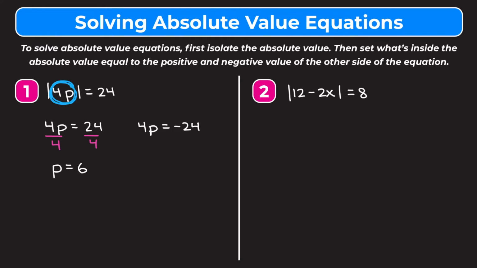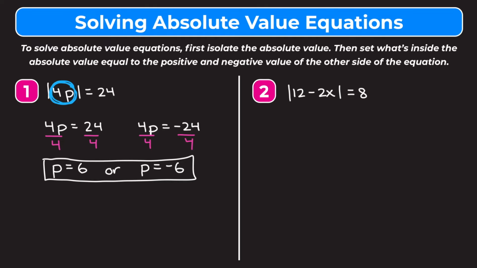For our right equation, we're going to do the same thing. Divide both sides of our equation by 4. 4 divided by 4 is 1, so we're left with 1p on the left. On the right, negative 24 divided by 4 is negative 6. So we get that p can equal 6, or p can equal negative 6. So we have two answers for this example.